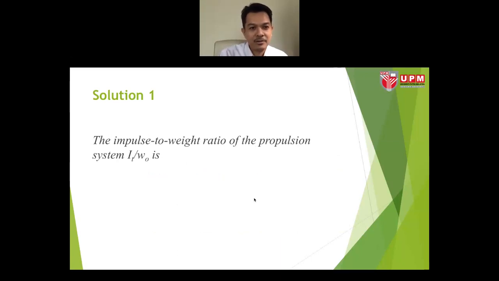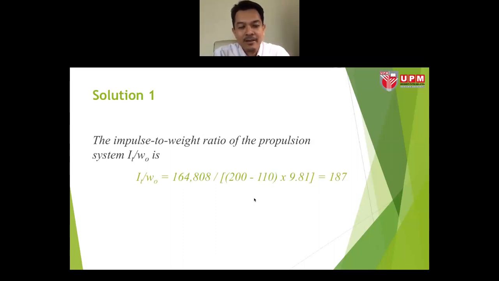Now the impulse to weight ratio of the propulsion system, I_T divided by W naught, the initial weight. You plug in the number I_T, the total impulse just now, 164,000, divided by the initial weight. So the value would be 187, right?